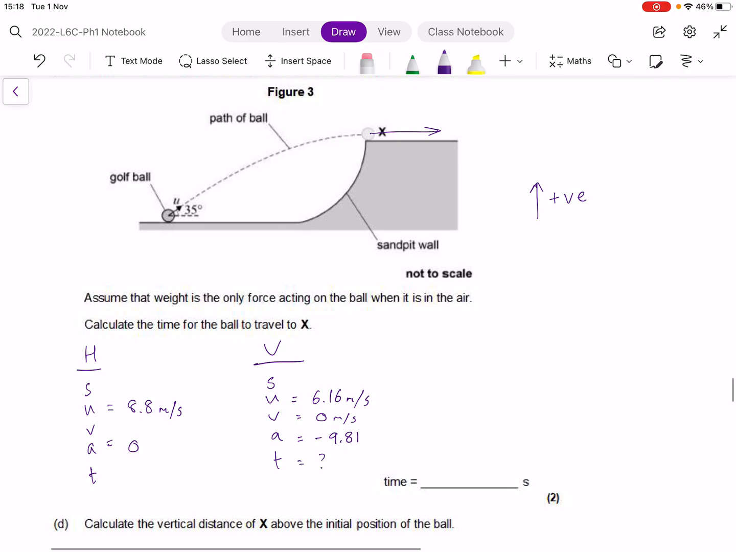We've got 3 things, we need a 4th. V equals u plus AT. Let's make t the subject. T equals v minus u over a. So 0 minus 6.16 over minus 9.81 comes out to give me 0.63 seconds.